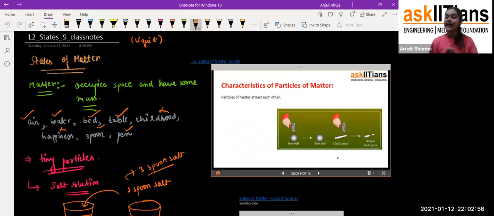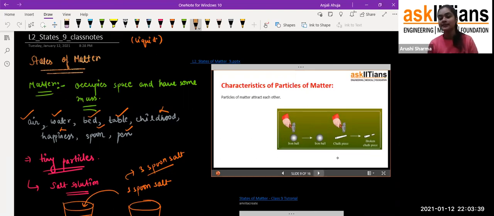So students, every particle in matter attracts each other. That is how they give shape to any particular thing. Exactly. If there is no attraction, there will be no definite shape. If there is attraction, then only we get a definite shape. Like in the iron ball, the attraction is very high, due to which it does not break down. But if we talk about chalk, the chalk particles do not have that much attraction, due to which on hammering it, we get it into powder form. But yes, particles of matter attract each other. That's how we get the definite shape. Fine. So that's the point.